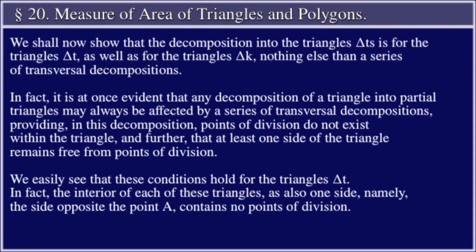In fact, it is at once evident that any decomposition of a triangle into partial triangles may always be effected by a series of transversal decompositions, providing, in this decomposition, points of division do not exist within the triangle, and further, that at least one side of the triangle remains free from points of division. We easily see that these conditions hold for the triangles delta_t. In fact, the interior of each of these triangles, as also one side, namely the side opposite the point A, contains no point of division.